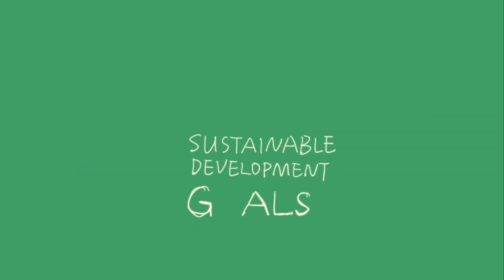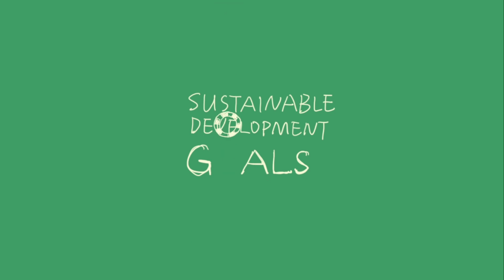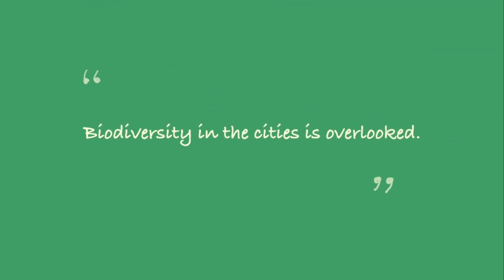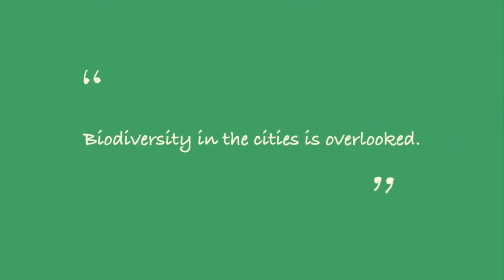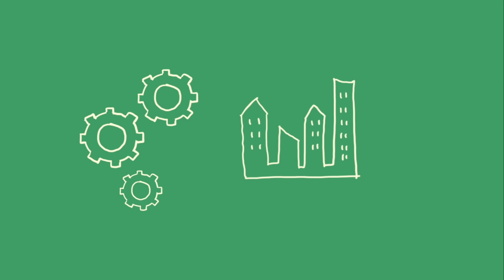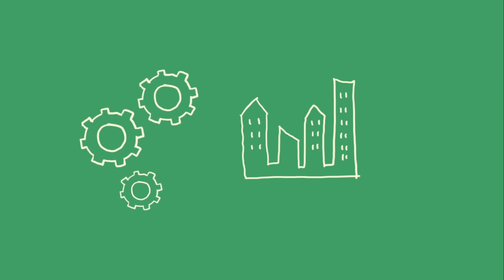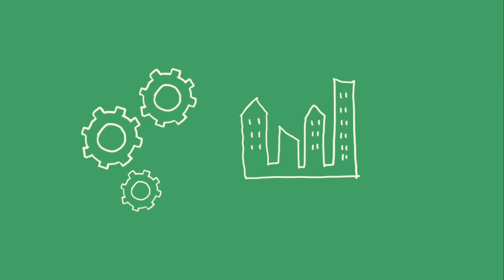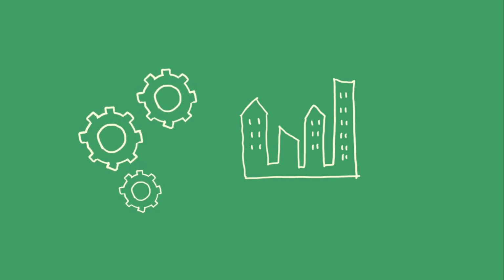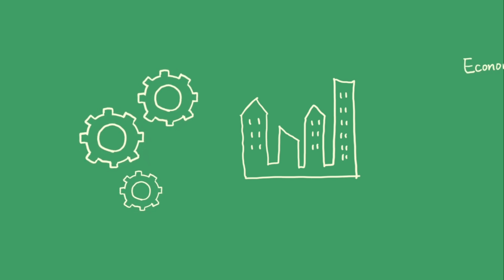And there are two sustainable goals: to make cities more sustainable and to halt biodiversity loss. So, my initial problem statement was that biodiversity in cities is overlooked. To narrow it down, I made a city system from the functional perspective, trying to focus on one aspect of the city and one group of different kinds of people, economy, culture, or policy.